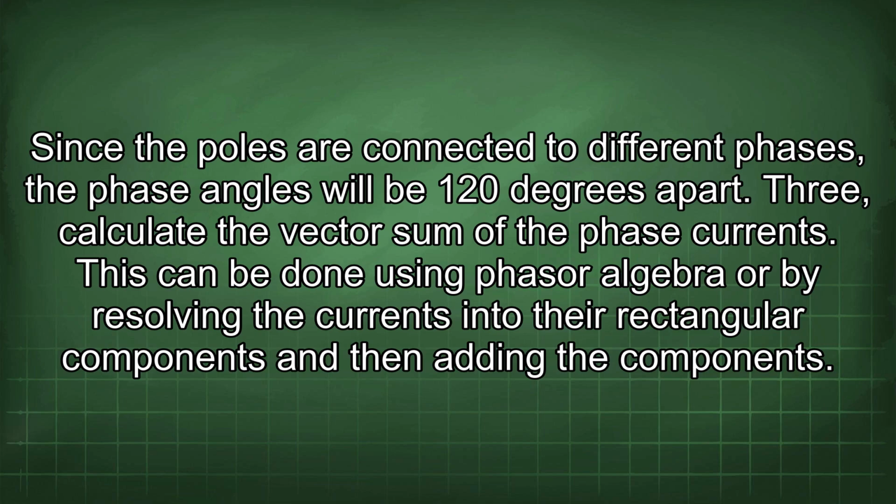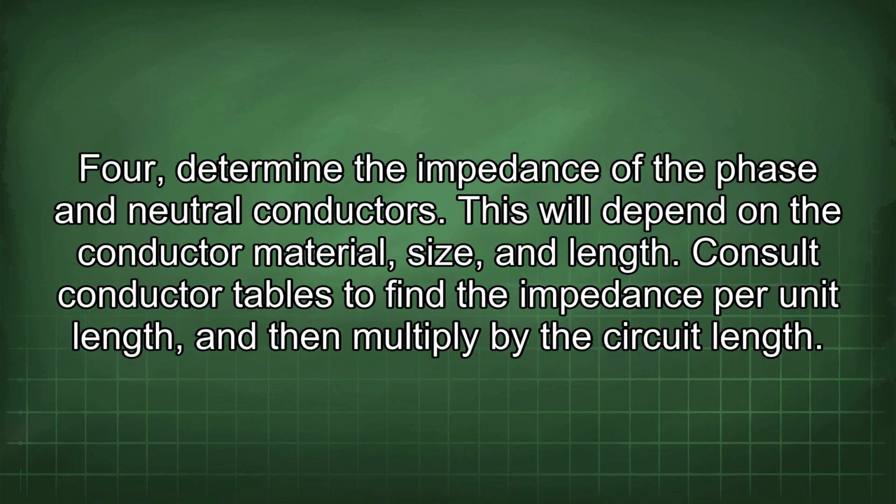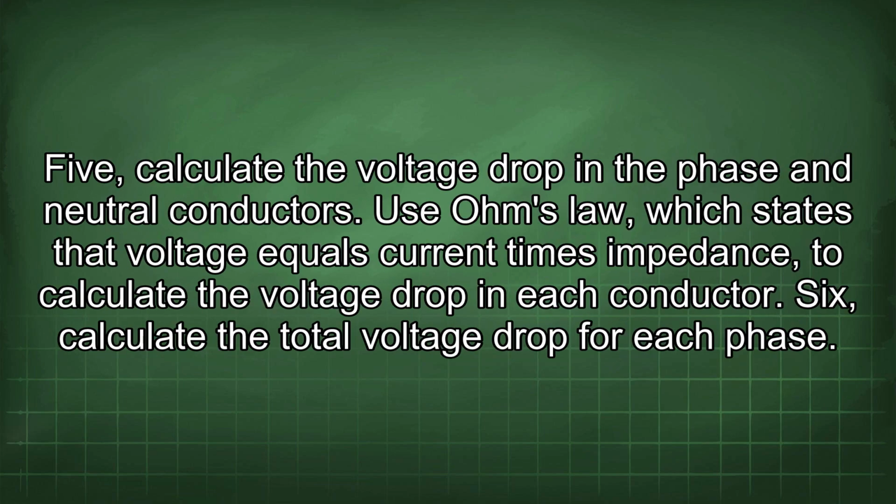3. Calculate the vector sum of the phase currents. This can be done using phasor algebra or by resolving the currents into their rectangular components and then adding the components. 4. Determine the impedance of the phase and neutral conductors. This will depend on the conductor material, size, and length. Consult conductor tables to find the impedance per unit length and then multiply by the circuit length. 5. Calculate the voltage drop in the phase and neutral conductors. Use Ohm's law, which states that voltage equals current times impedance, to calculate the voltage drop in each conductor.